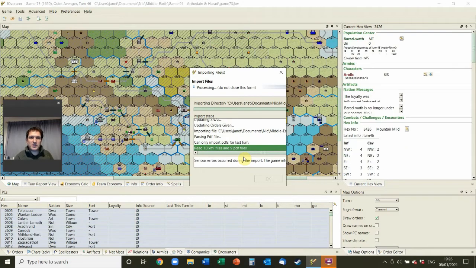Then when I come along and I import turns from file, it will go through and it will update all the information that's there. And you can see along here it says read 10 XML files and 9 PDF files. At the moment it's crunching all that data in. It says do not close this form, so we'll give it a minute to do that.